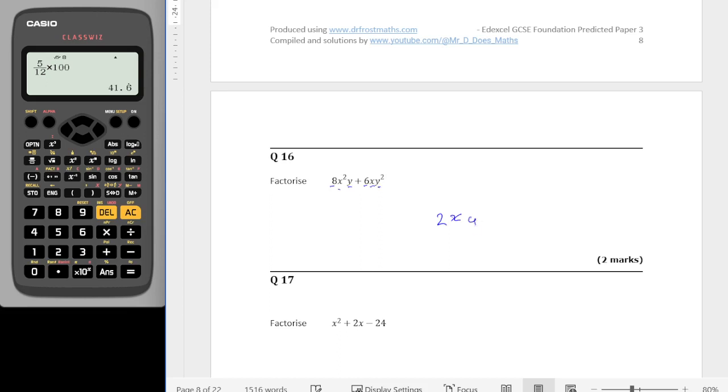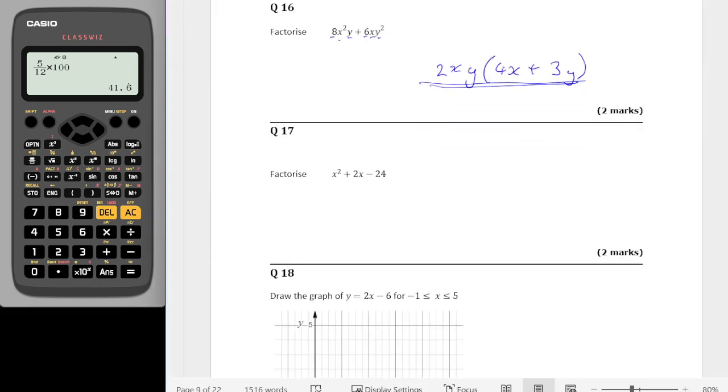So I can take 2xy out as my common factor, and then what do I need to times 2xy by to get 8x squared y? That would be 4x. And then what do I need to times 2xy by to get 6xy squared? That would be 3y, with a plus sign in the middle, and close my bracket off. There we go.